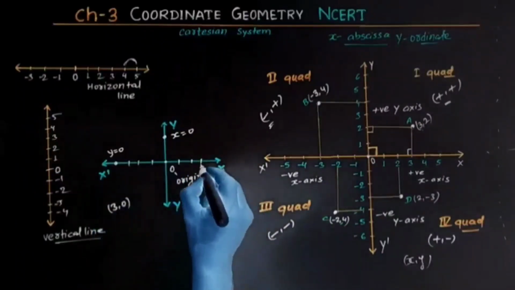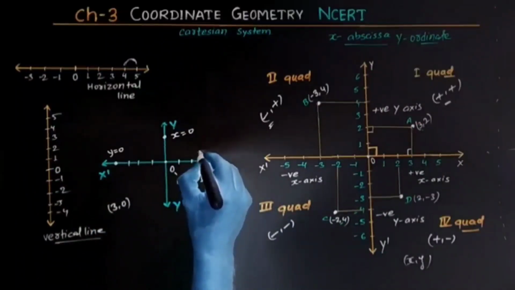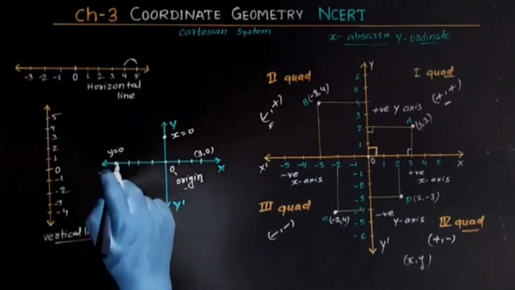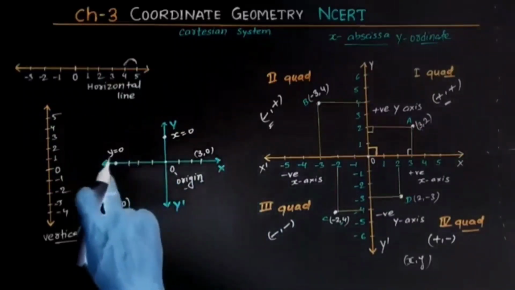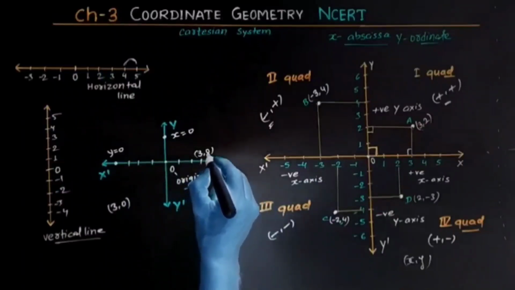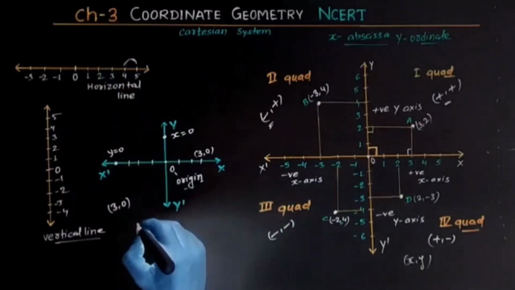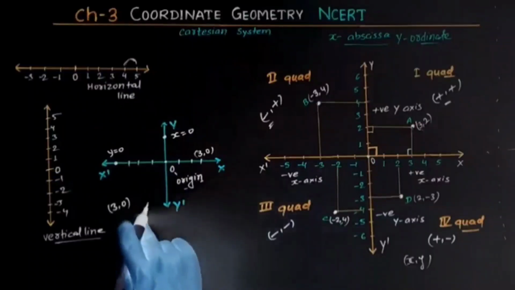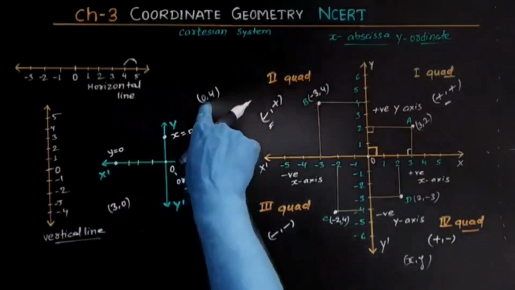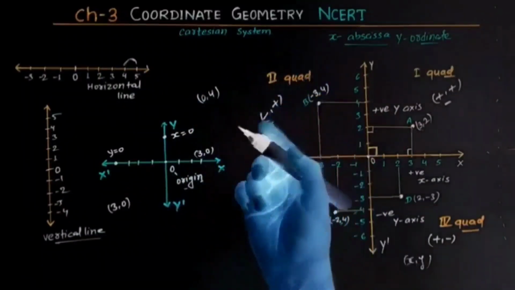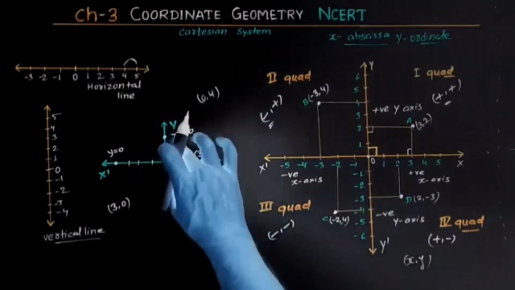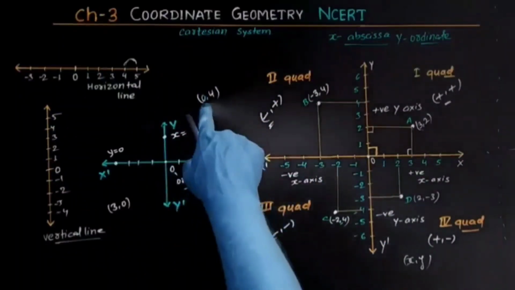So let me write positive points on the right hand side and negative points on the left hand side. So the coordinate of this point is 3, 0 because the y coordinate is 0. So the point 3, 0 lies on x-axis. Now let me take another example, 0, 4. Here the x coordinate is 0, the y coordinate is 4 and that's why it lies on y-axis.